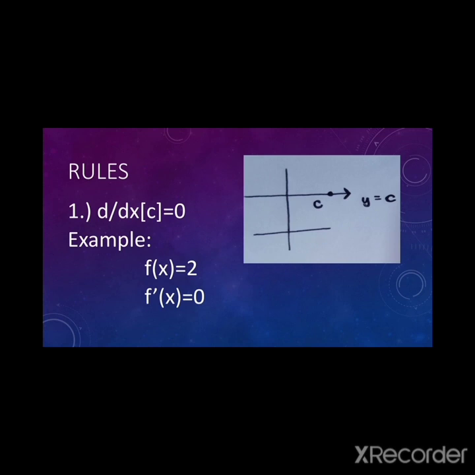It may sound silly, but let's do a simple example. Say we have f of x equals 2, and we're asked to find the derivative of the function. Well, all we do is write f prime of x, and the answer is 0. So the derivative of a number is always 0. Very important rule.